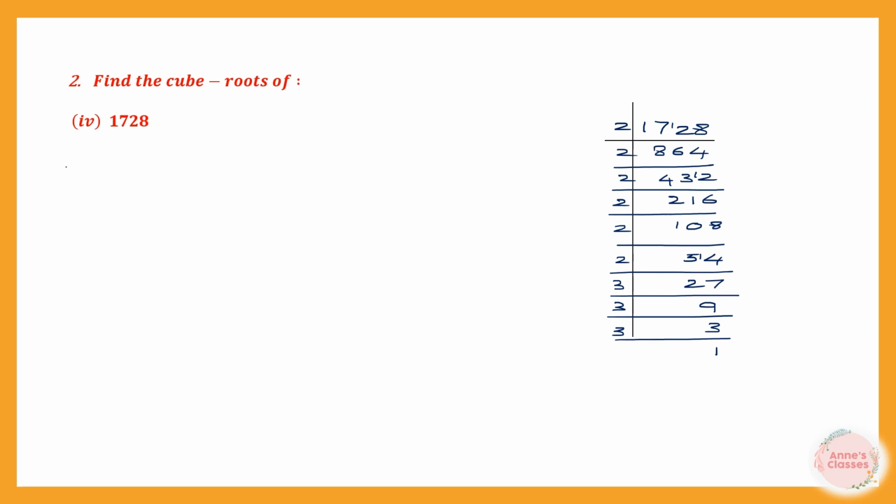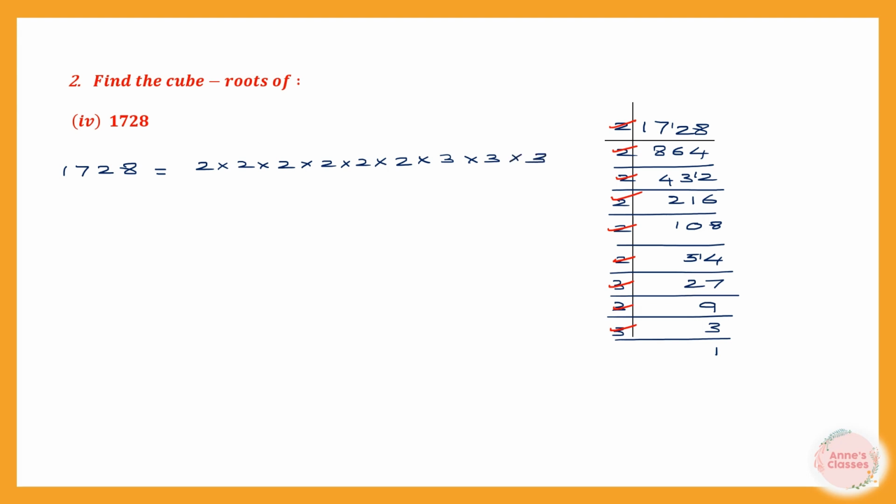So let's write all the prime factors of 1728. Let's count all the 2's first. 1, 2, 3, 4, 5, 6. There are 6 2's. So let's write that 1, 2, 3, 4, 5, 6. And then let's count the threes. We have 1, 2, 3. 3 threes, 3 into 3 into 3.